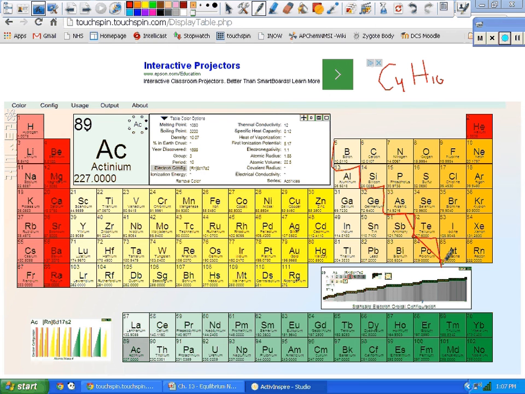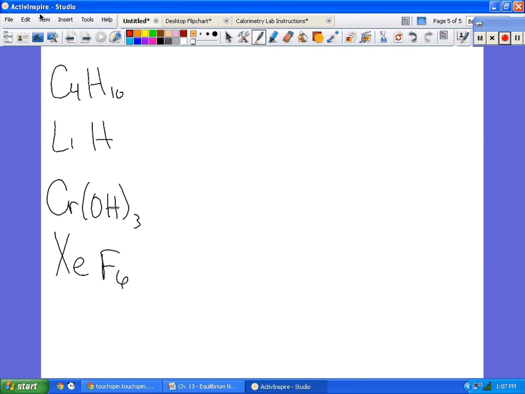So will this one need prefixes? Yes, very good. Now, what is the prefix for 4? Tetra. Is it tetracarbide? Carbon. Very good. Tetracarbon. The first one always keeps its name. You can add a prefix. Be very careful here. What is the prefix for 10? Deca. Very good. Now, be very careful with this as well.